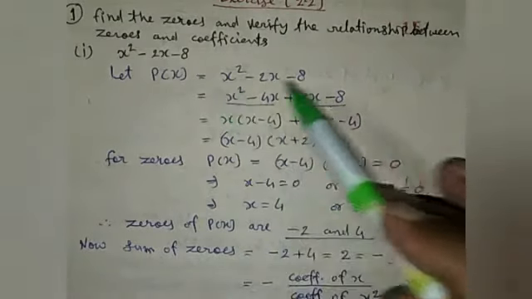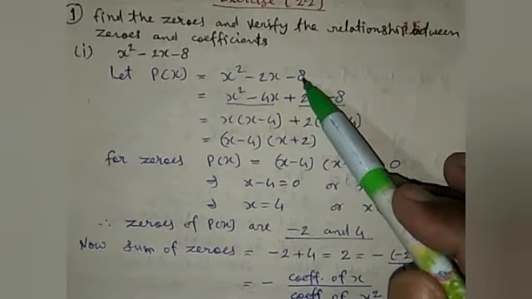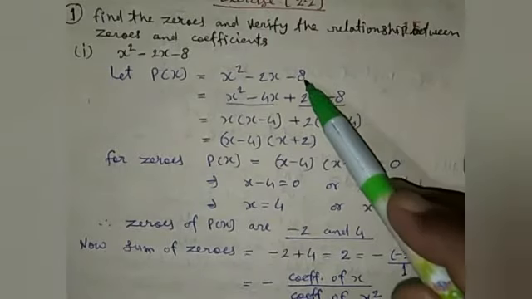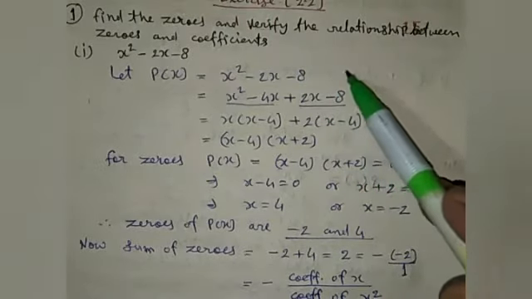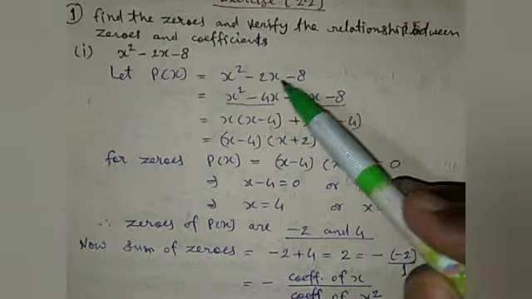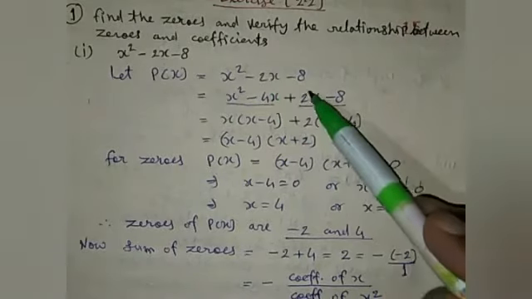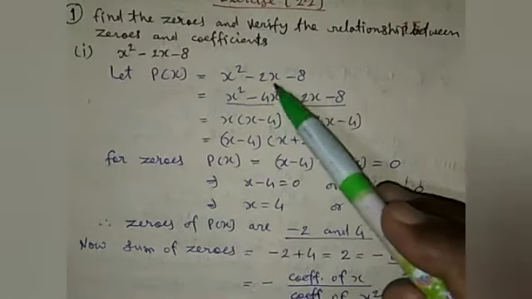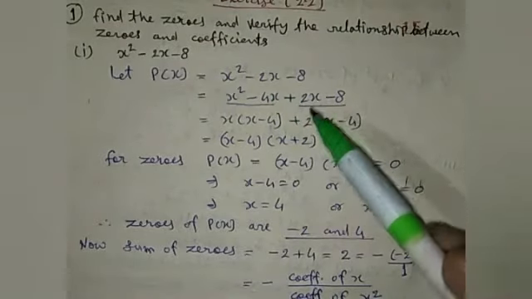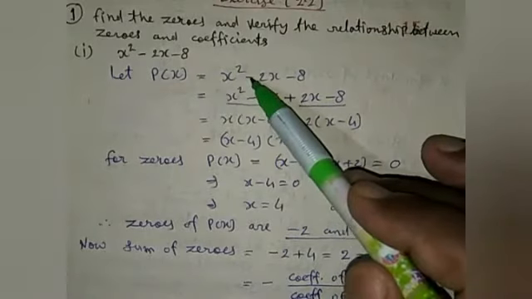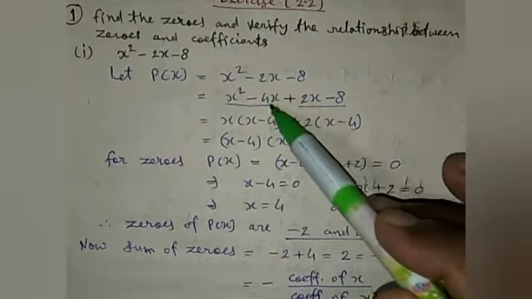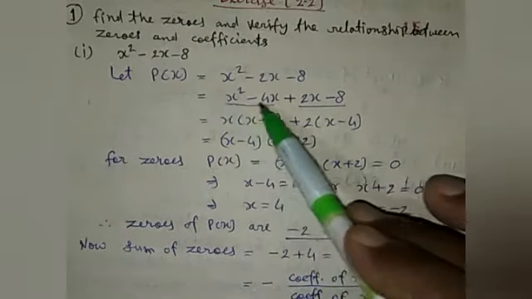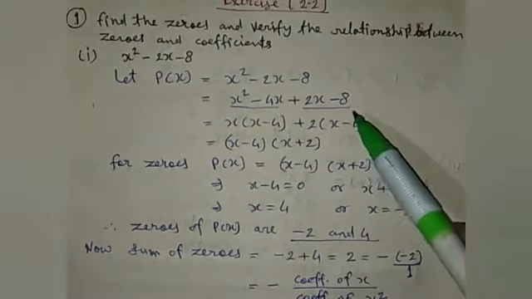The middle term is split using factors of the product of the constant term and the coefficient of x square. Here the coefficient is 1 and the constant term is minus 8. Multiplying both, you have minus 8. So factorize minus 8 in such a way that its sum or difference is equal to 2. So you have to split the middle term into parts 4 and 2. Since the middle term has a minus sign, the bigger number should be negative and the smaller positive. So it will give x square minus 4x plus 2x minus 8.